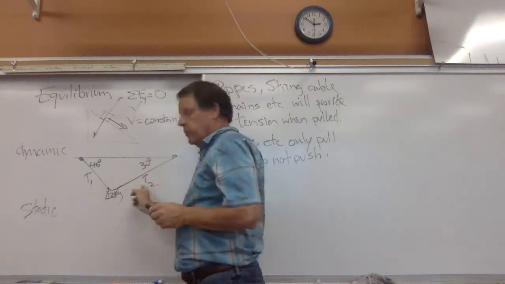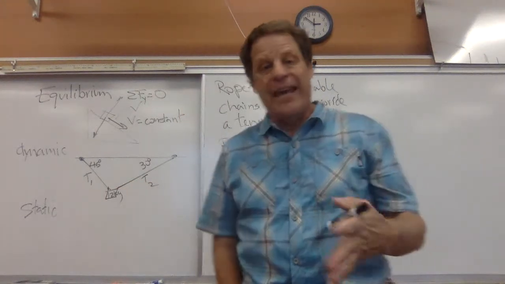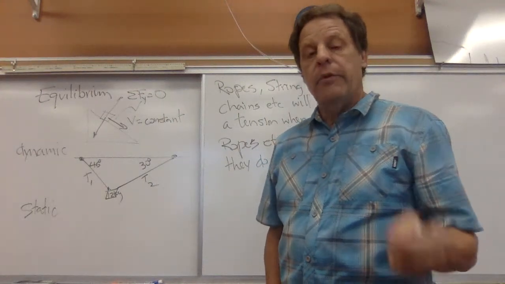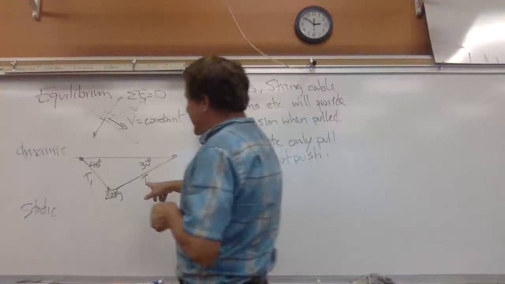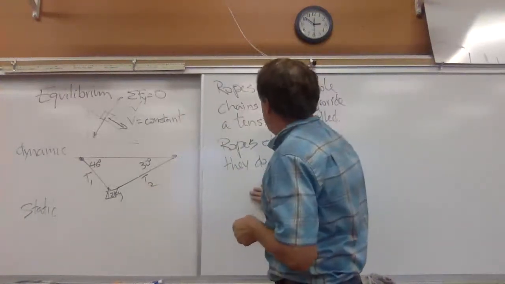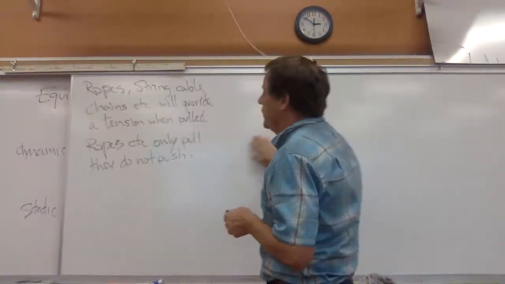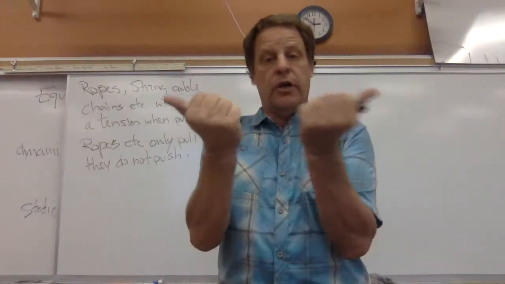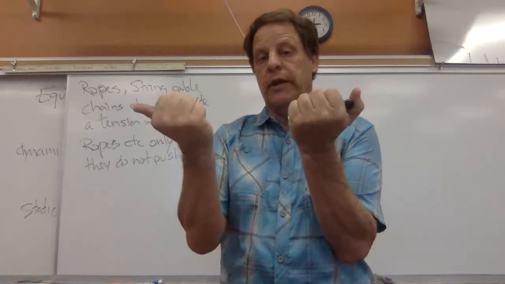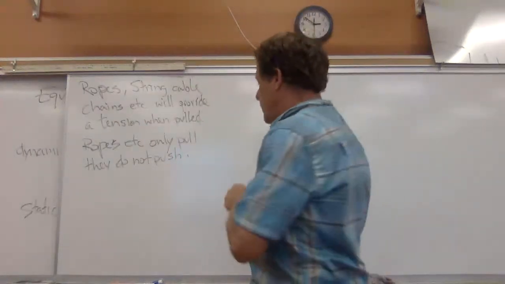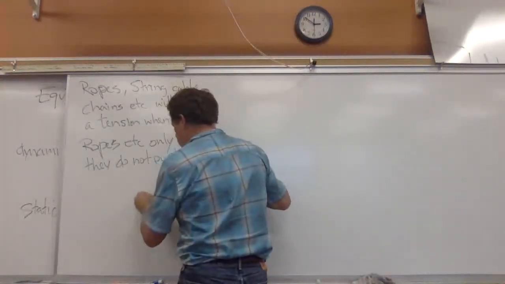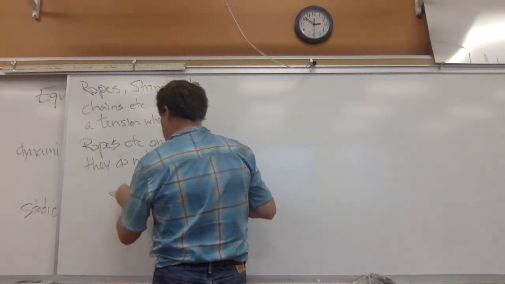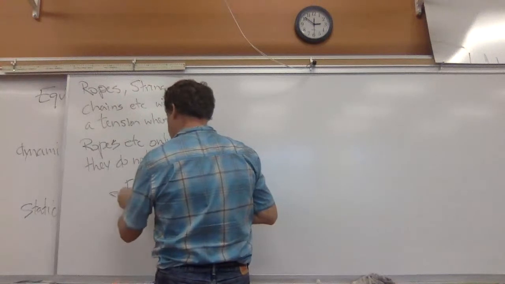Now, if these are ropes, strings, cables, chains, that sort of thing, then we end up with what is called a tension. Those ropes, strings, cables, chains, etc., provide tension when they are pulled, when they are put under tension. And when you pull, you're going to pull left and right. So within a rope, you're going to have a tension to the right and a tension to the left.